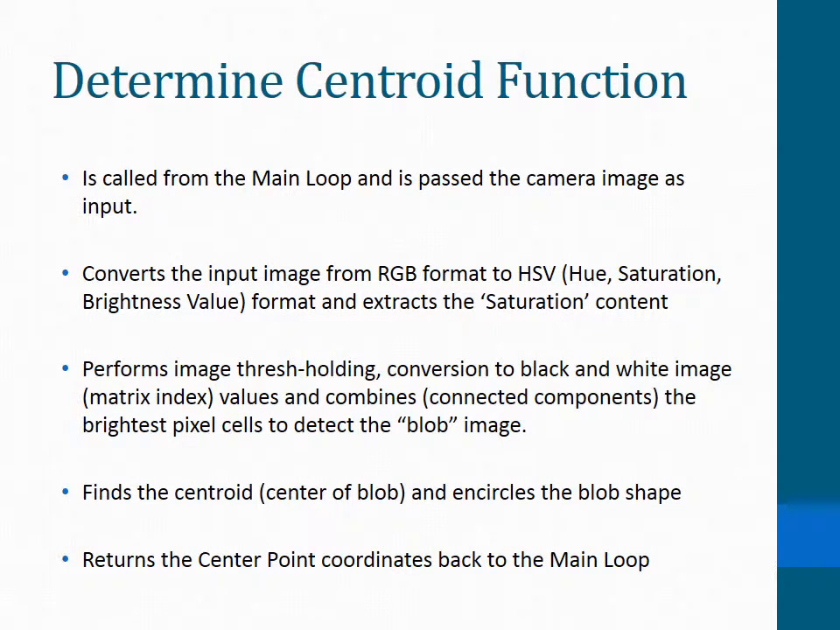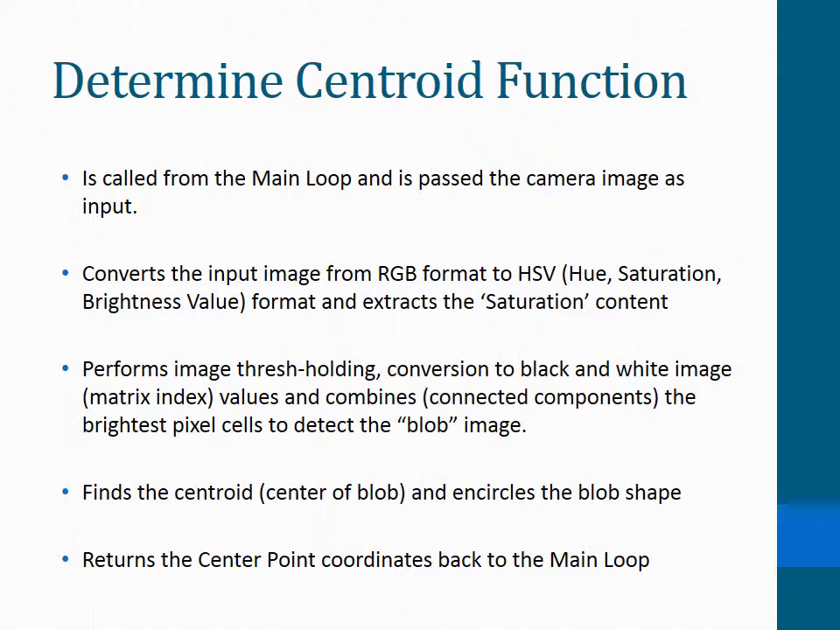The determine centroid function is called from the main loop and is passed the camera image as its input. It converts the input image from RGB to HSV format and extracts, in this case, the saturation content. It performs image thresholding, conversion to a black and white image, and combines the connected components determined as the brightest pixels to detect the blob image. It finds the centroid, which is the center of the blob, and encircles the blob shape. It returns the center point coordinates back to the main loop.